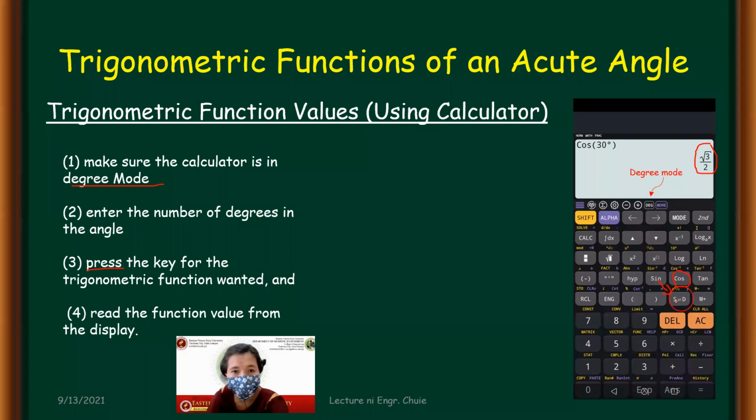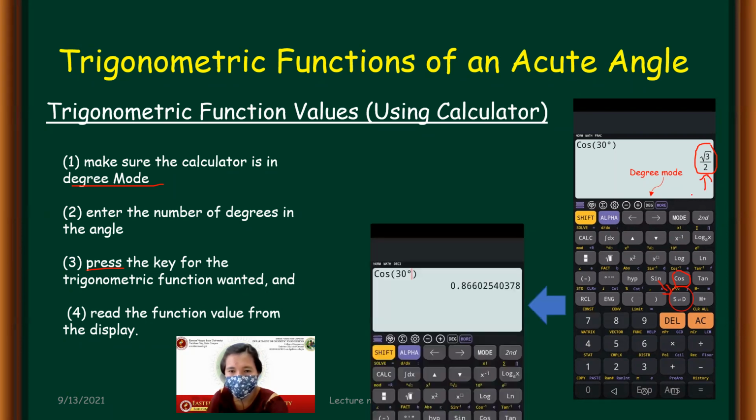You can press this SD. So pwede mo siyang i-press SD para maging decimal form tong sagot. So you can write this one. So this is now the decimal. This is the fractional form of cosine 30 degrees. So this is only for the beginners who are using the scientific calculator. Okay?